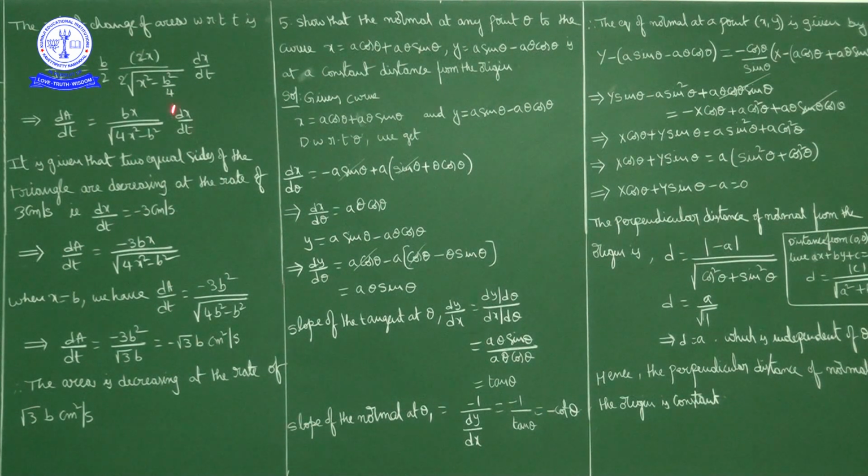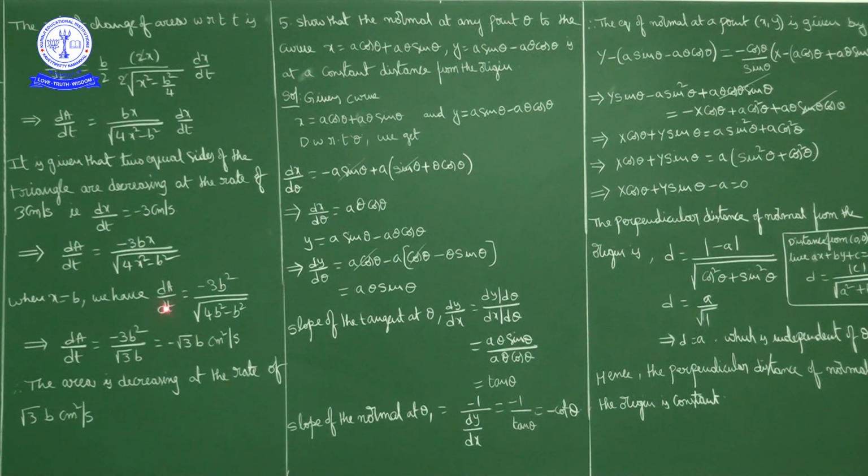So in place of dx by dt, if you write minus 3, dA by dt is equal to minus 3bx upon square root of 4x square minus b square. This is dA by dt. Now what we have to find? We have to find the rate of change in area when the equal sides are equal to the base, which means when x is equal to b.